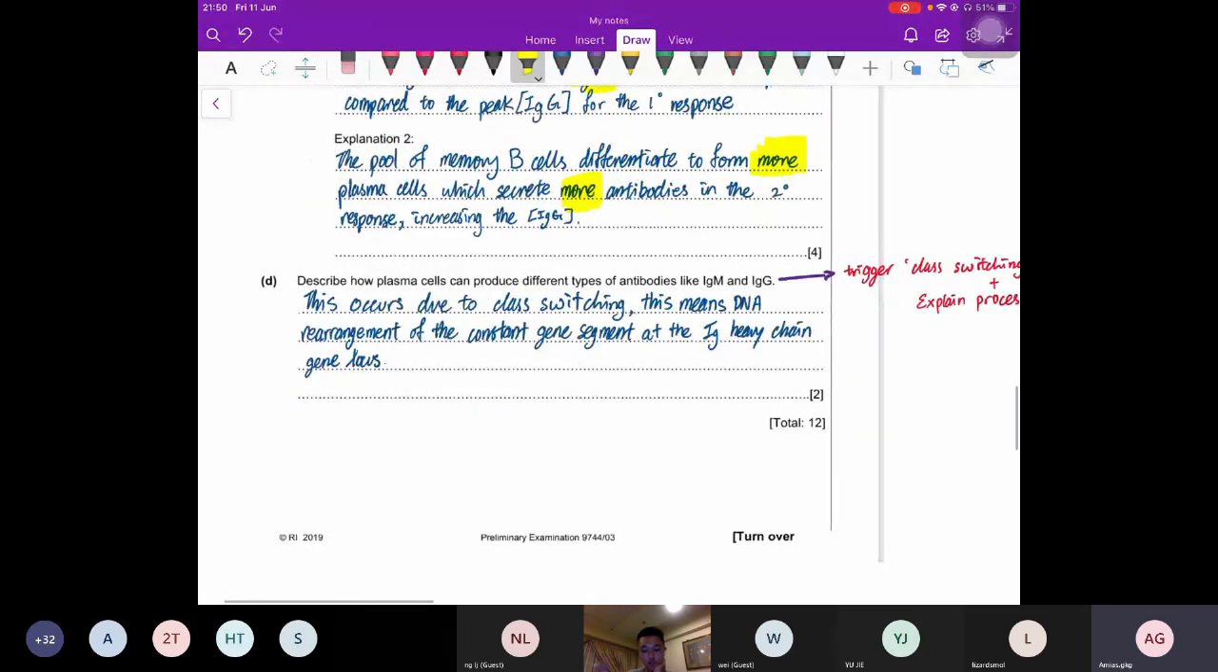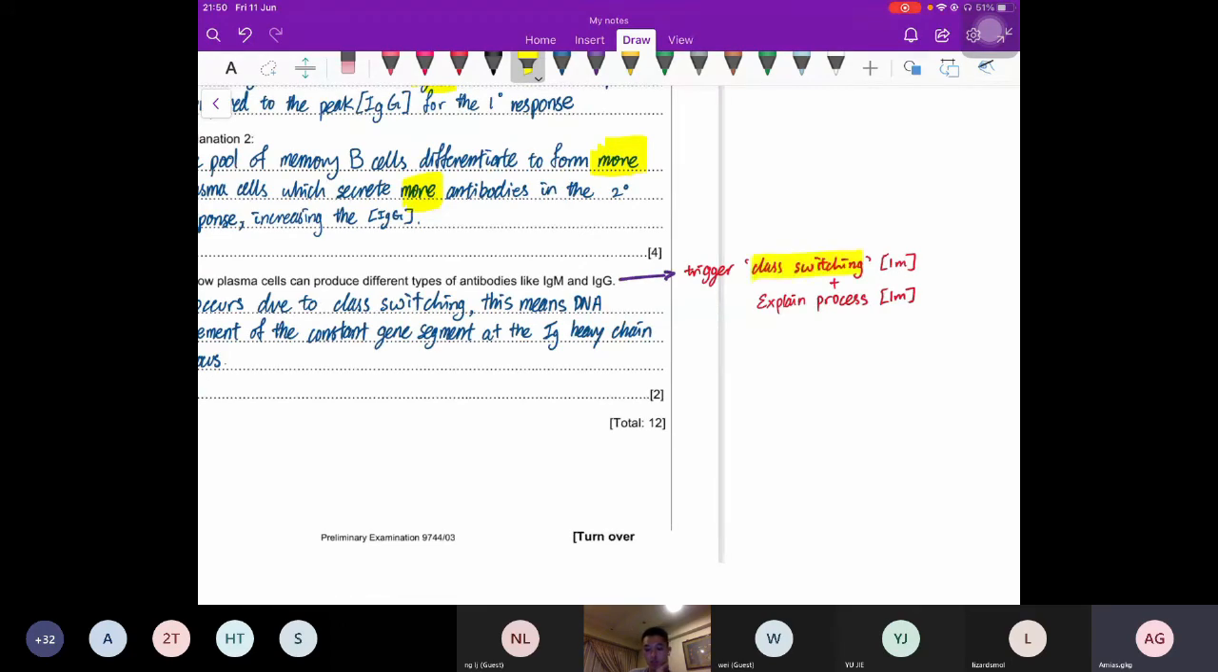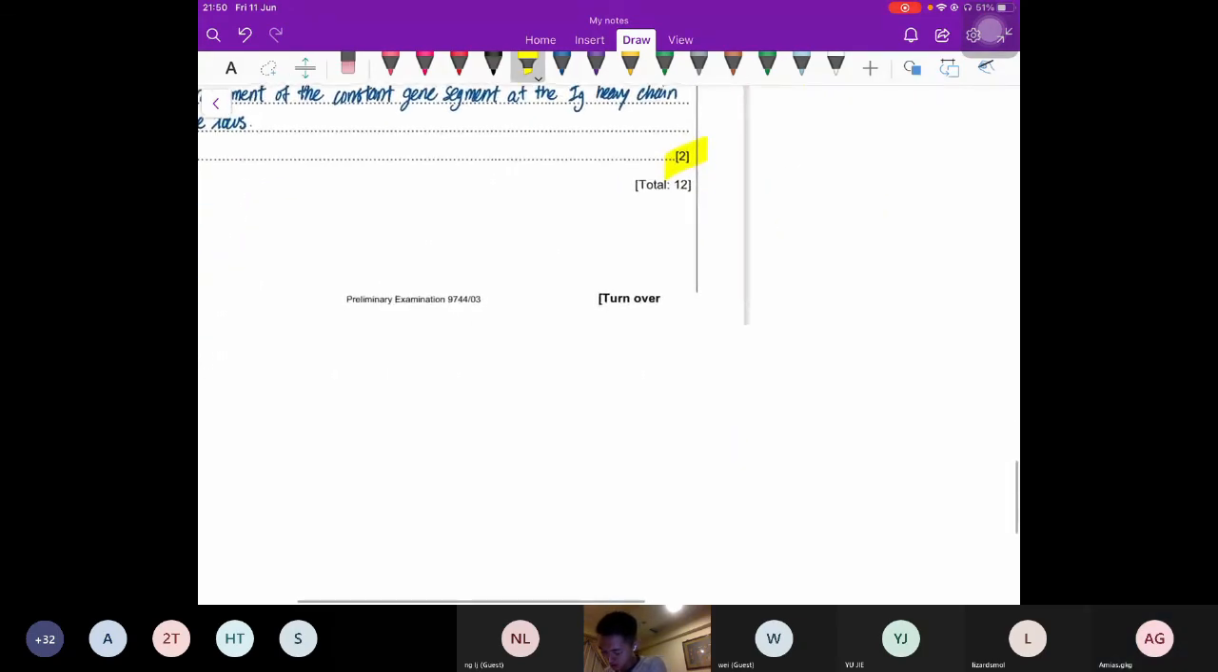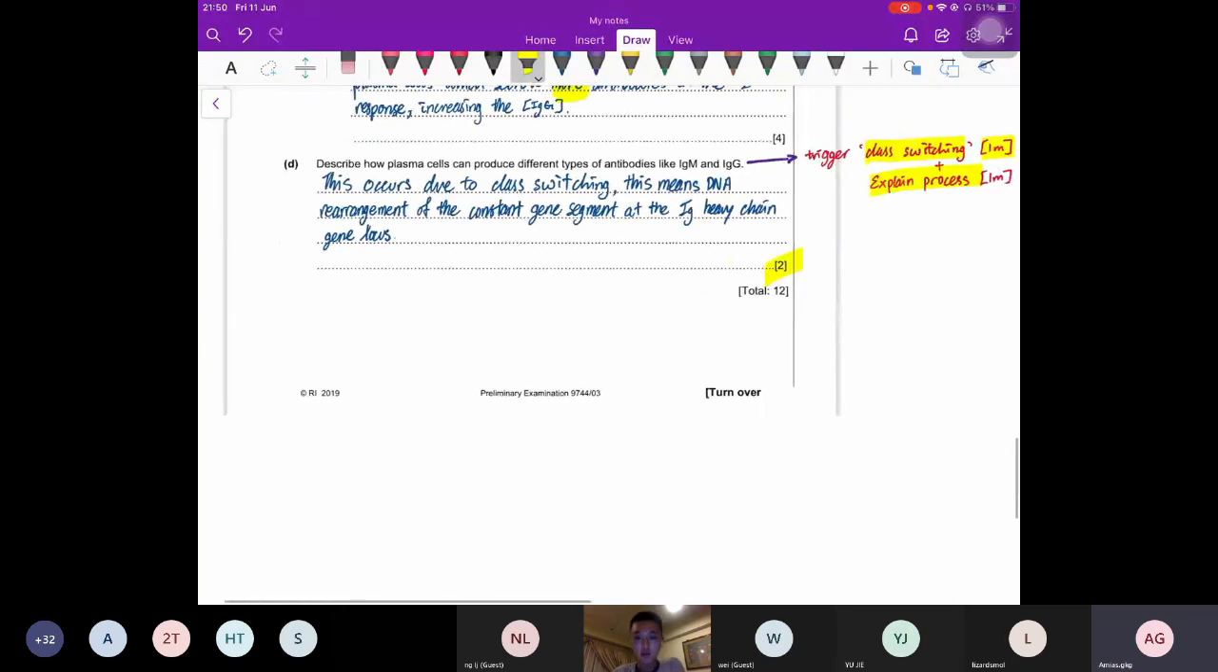The last question is so simple. Describe how your plasma cells can produce different types of antibodies. This should immediately trigger class switching. Then you look at the marks, 2 marks. So class switching, this is 1 mark. Explain that it is due to class switching, and then you explain the process. What is class switching? You just say that it is class switching, and you give a very brief explanation because it's just 2 marks.